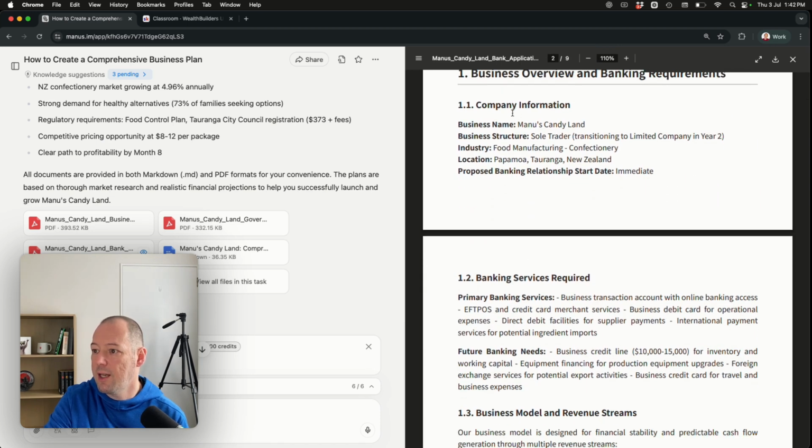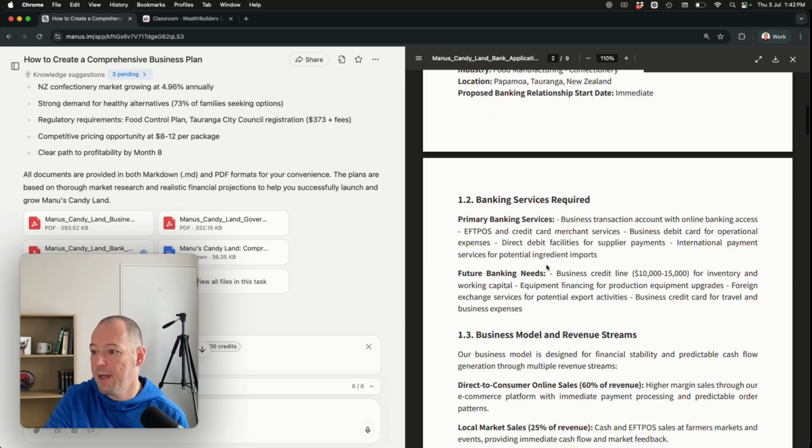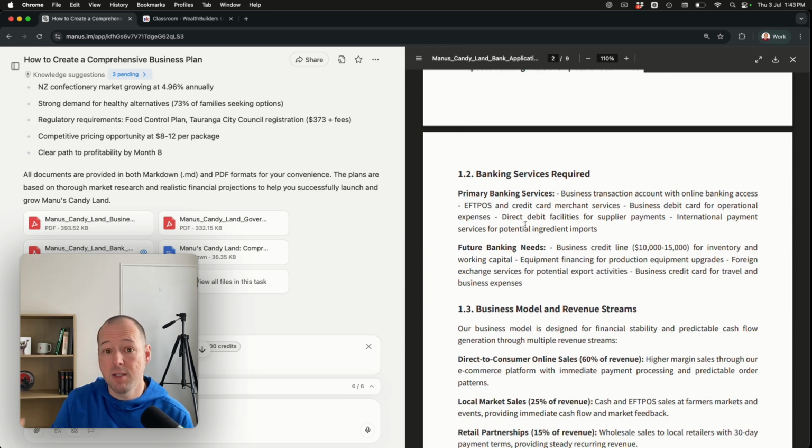But here you've got all the company information that's important for the bank. What kind of banking service is required? This is so smart, because would you have thought how to actually get payment done? This plan tells me that we need primary banking services, a business transaction account with online banking access. So not just a normal business account, but you also need this online banking access with transactions for credit card and stuff.